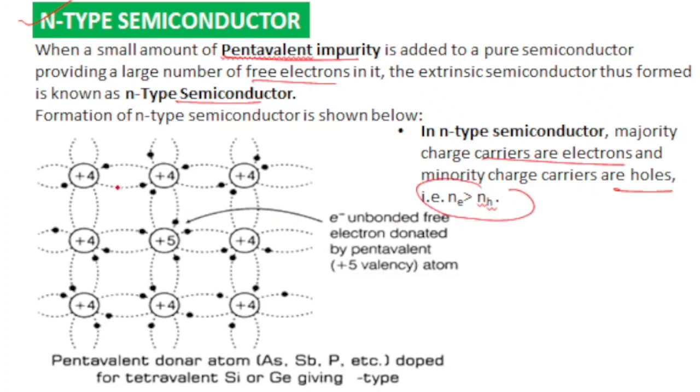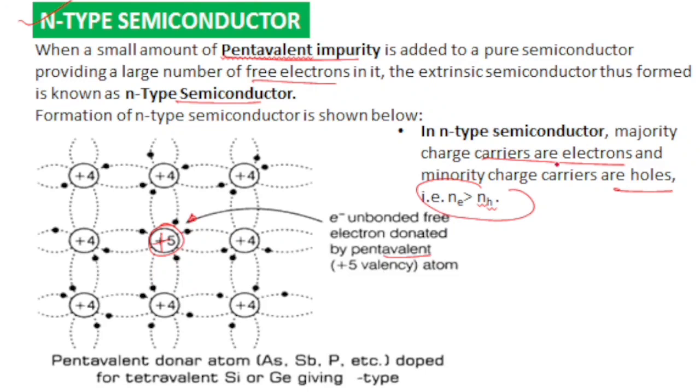Why? Suppose this is a pure semiconductor. In this one, some pentavalent, plus 5 valence electron, impurity atoms are added. So 4 valence electrons form bonds with the neighboring 4 silicon atoms, or you can say germanium atoms, but the 5th electron is free. These unbonded free electrons are donated by the pentavalent atom. So it has a large number of electrons as compared to holes. Holes are nothing but the vacancy created by the electron.